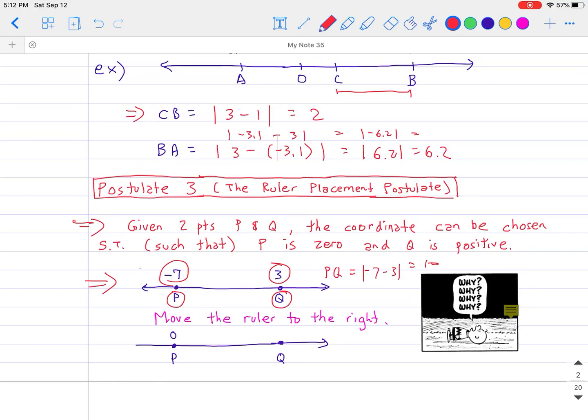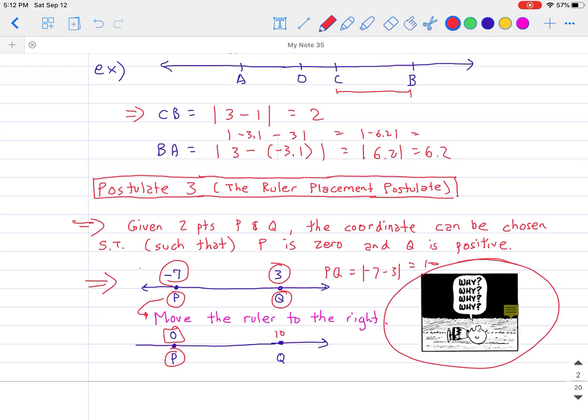Now, this postulate basically says, hey, I don't want to work that hard. Instead, I'm going to reposition P and move it to the right of the ruler so that it's located at 0 instead of -7. And then that means that Q is going to be pushed forward to a positive number, and that positive number is most likely going to be 10.